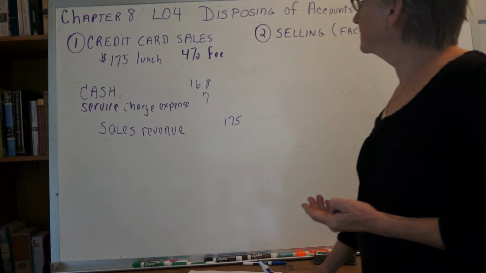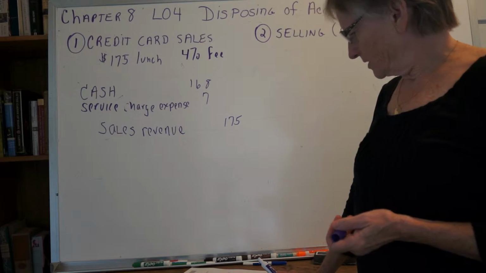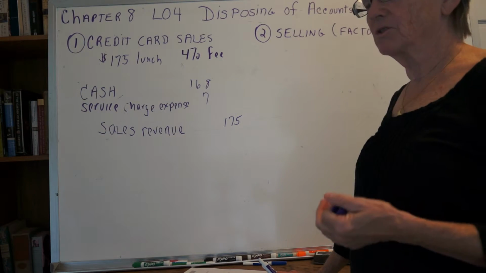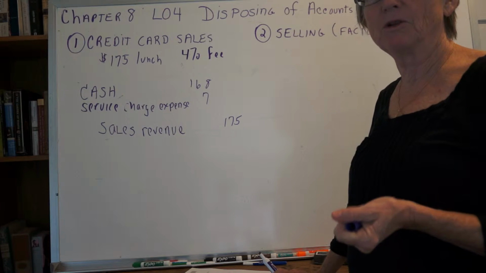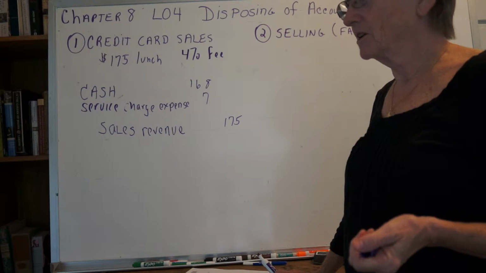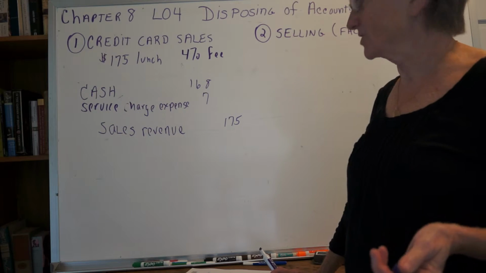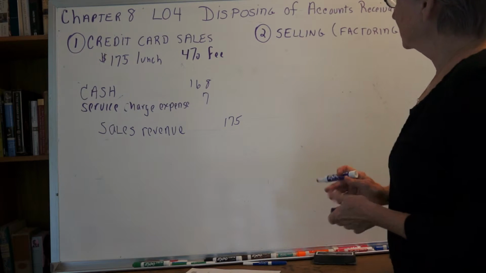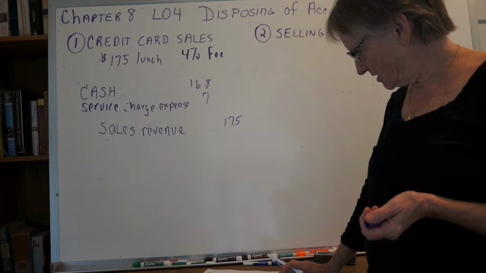Okay. The other way to dispose of our accounts receivable is called factoring. This is where we sell a whole bunch of our accounts receivable to a company called a factor. The factoring companies collect accounts receivable, and of course they're going to charge a fee. Our journal entry for doing this is a little bit different, and again I'm using brief exercise 8.8.